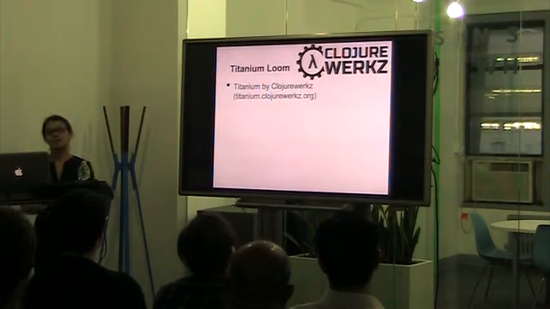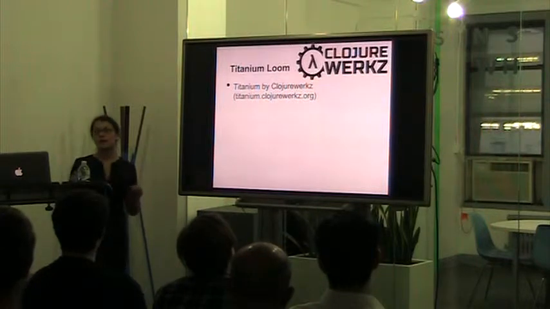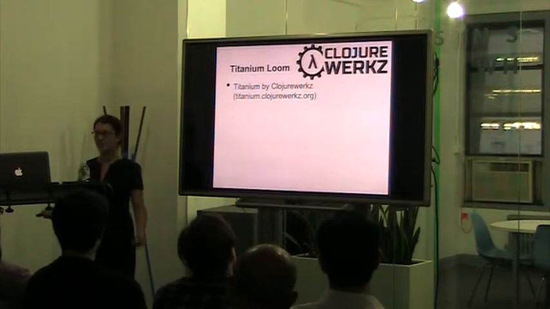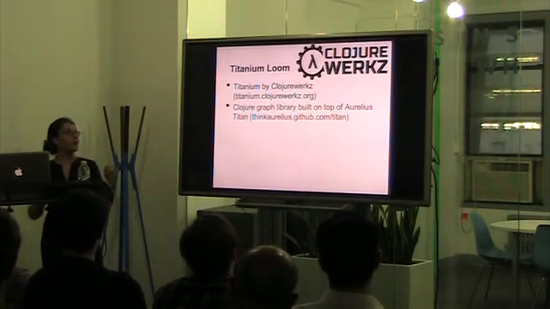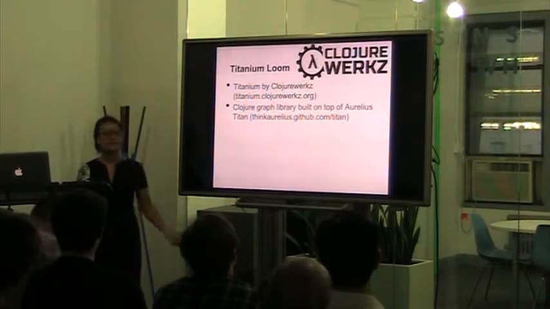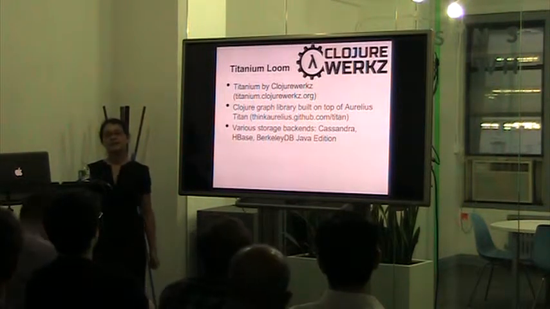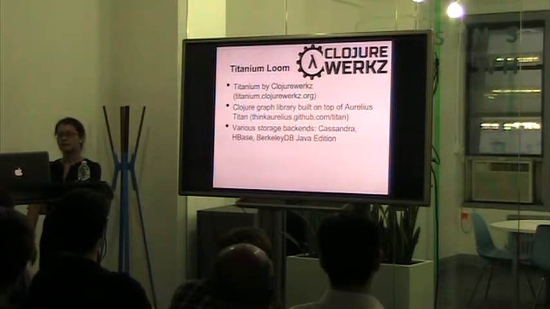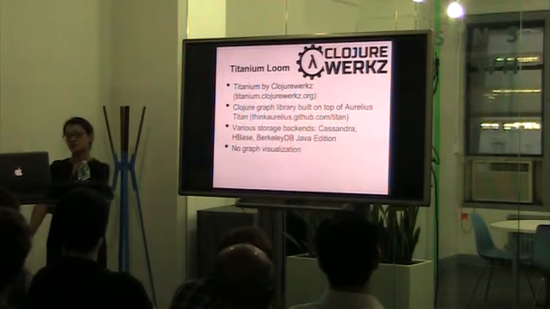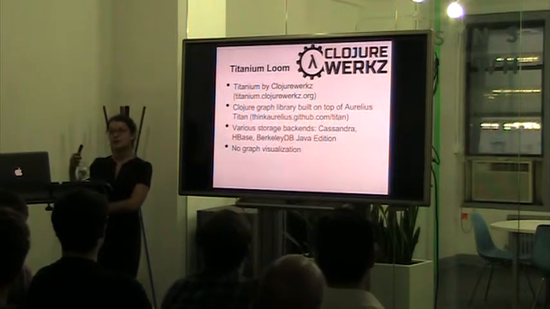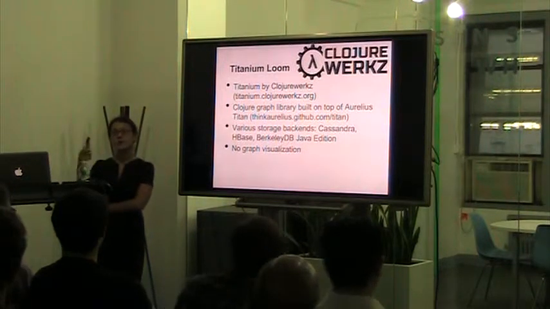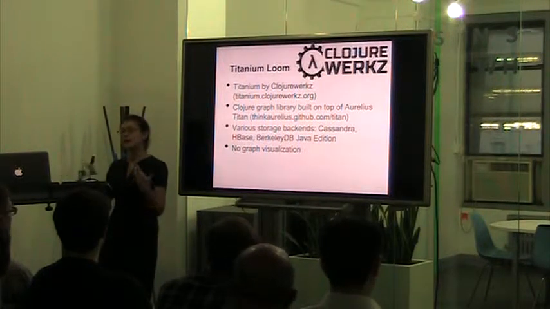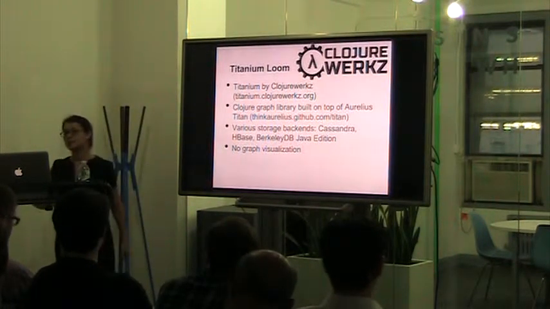Titanium is a project written by Clojurewerkz. Clojurewerkz is an affiliation of Clojurians who write very well documented, quality Clojure libraries. Titanium is a Clojure graph library built on top of Aurelius Titan, and it supports various storage backends such as Cassandra, HBase, and Berkeley DB, and it does not have graph visualization. So Loom is a graph algorithms and visualization library. So I thought, wouldn't it be awesome if I could just integrate the two and then visualize the data I have in my graph database and then run graph algorithms on it. So that's what I did.